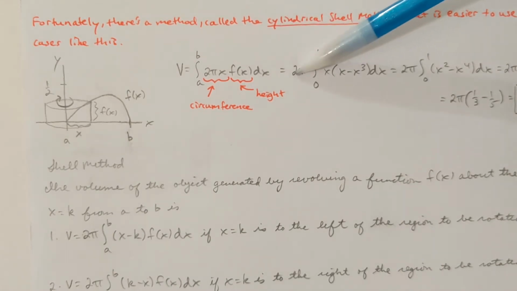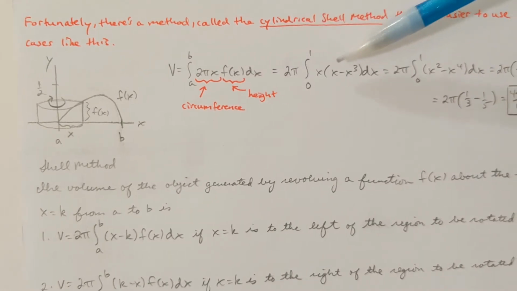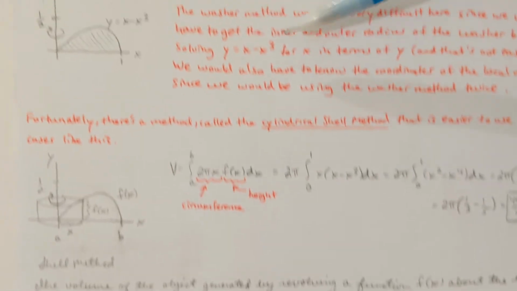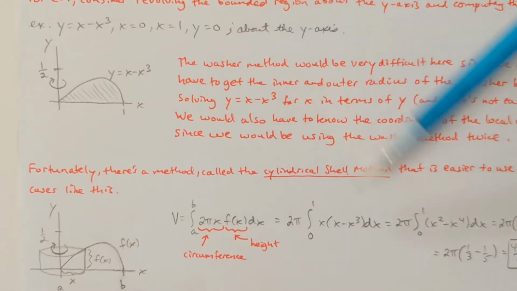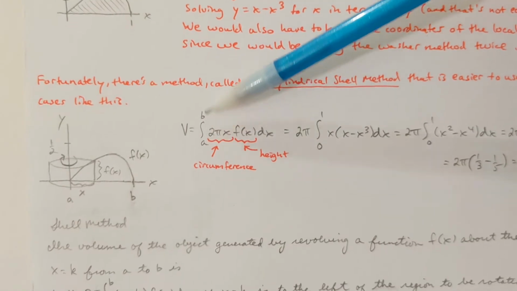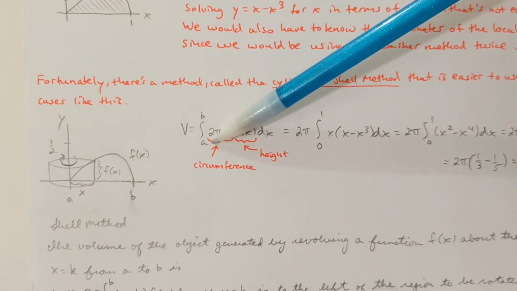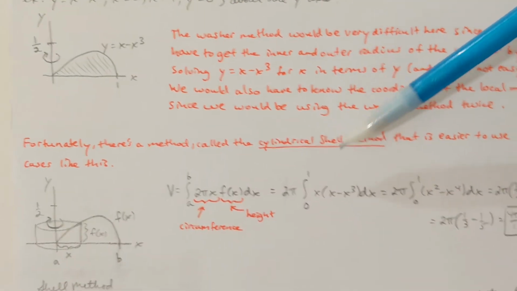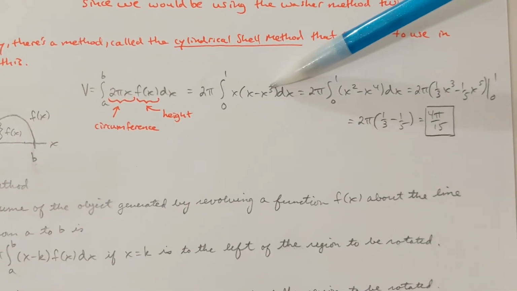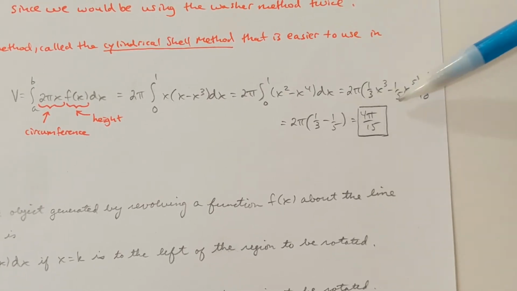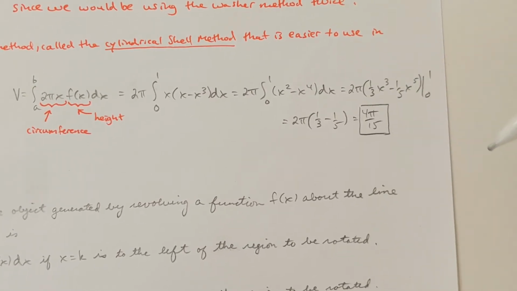Now, 2 pi is a constant that can come out of the integral, and inside the integral I'm going to have x times the function. Well, the function in this example that I'm using would be x minus x cubed. This is an integral set up in terms of x, and the conditions on x here are 0 to 1. And when you distribute x and then find the antiderivative, plug in your bounds, you get 4 pi over 15.